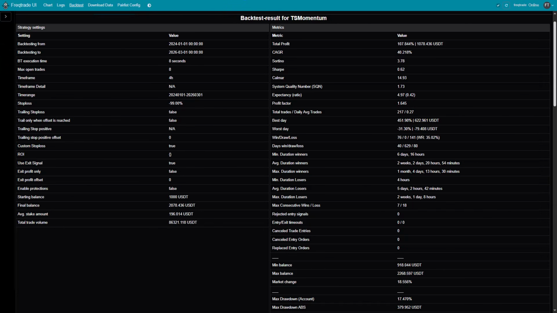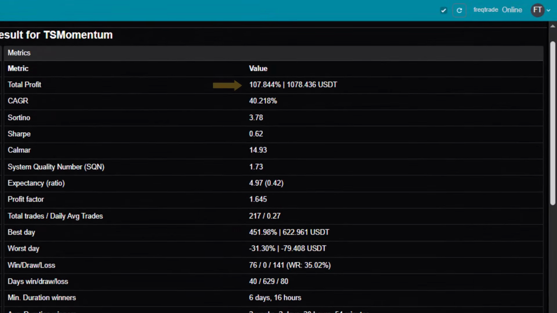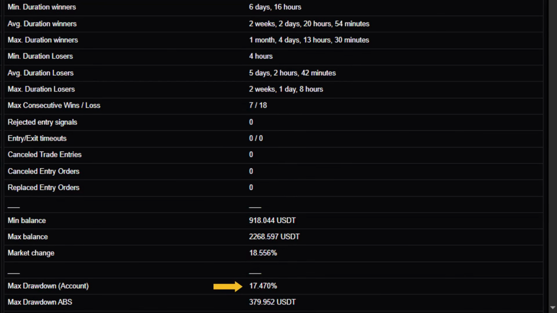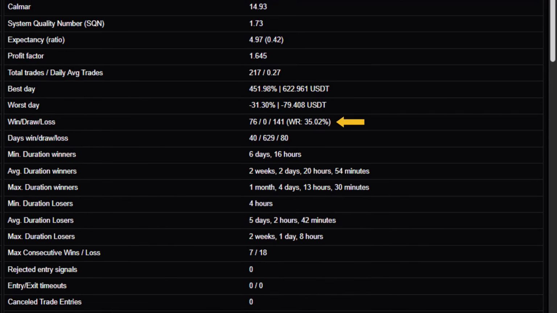On the out-of-sample window alone, here's what we got. 107% total profit, 40% compound annual growth, a Sortino of 3.78, a Calmar of 14.93, and the maximum drawdown came in at 17.4%, well inside a 20% risk budget. Win rate, 35%. Profit factor, 1.54. That profit factor number is the one to watch. A profit factor above 1.5 on unseen data over 217 trades means your winners are genuinely bigger than your losers. It's not noise, it's signal.